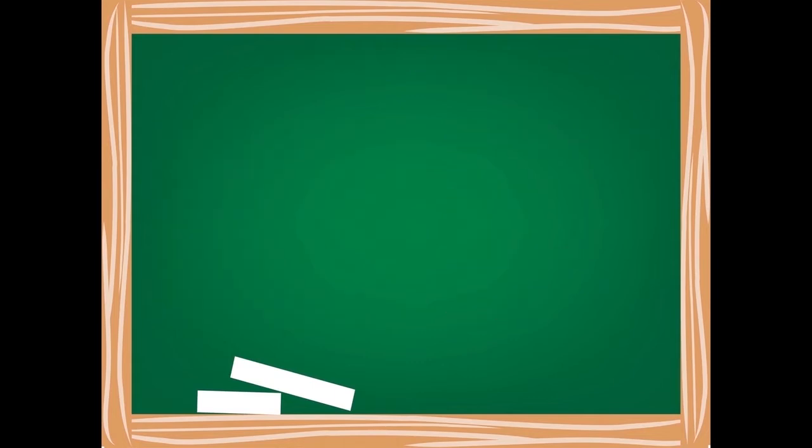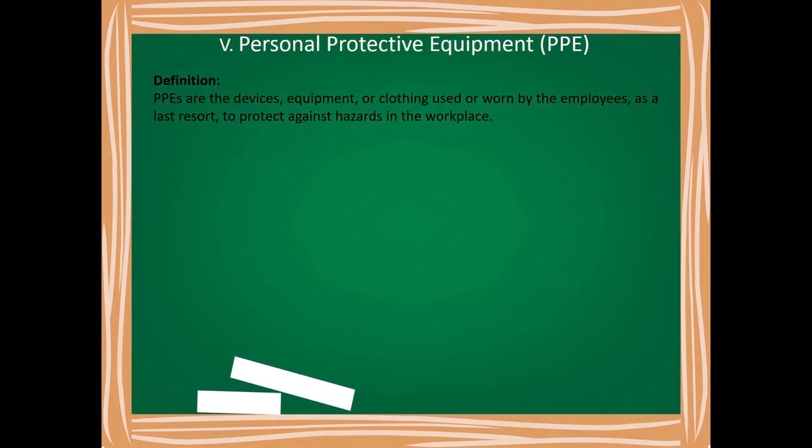Personal protective equipment, PPE. Definition: PPEs are the devices, equipment, or clothing used or worn by the employees as a last resort to protect against hazards in the workplace. Categories of PPEs. Depending upon the nature of hazard, the PPE is broadly divided into the following two categories.